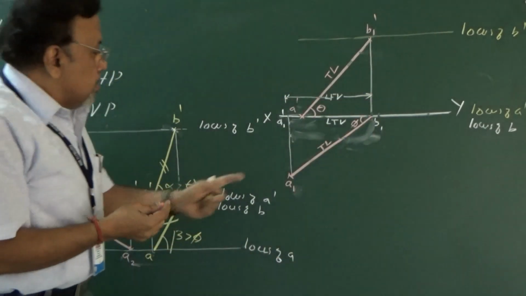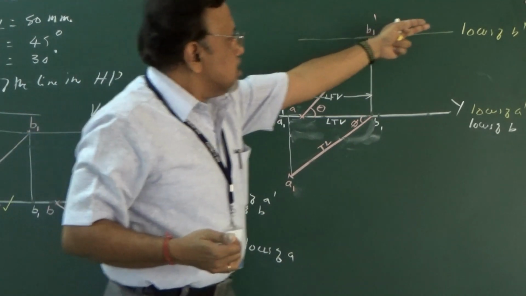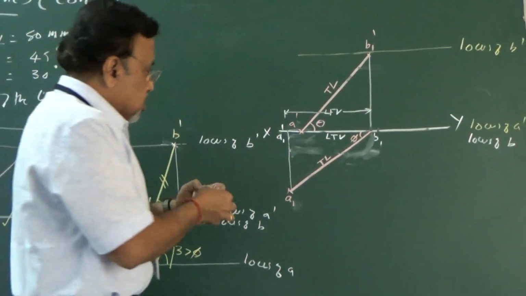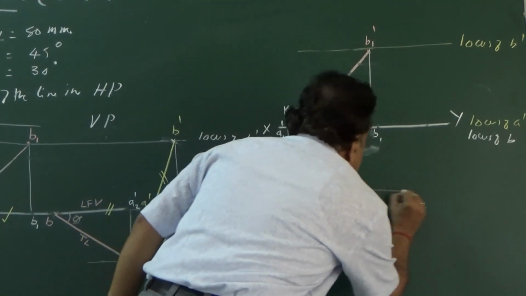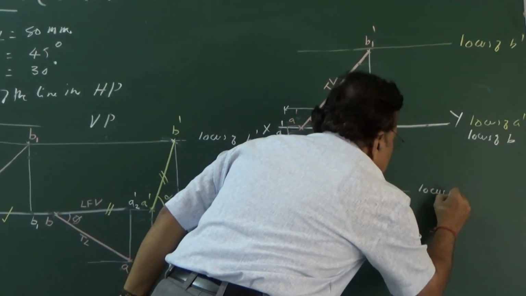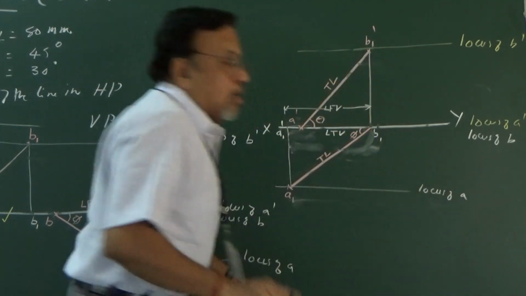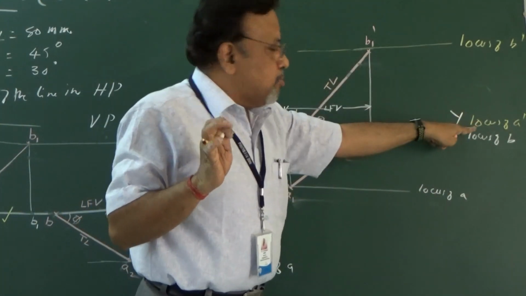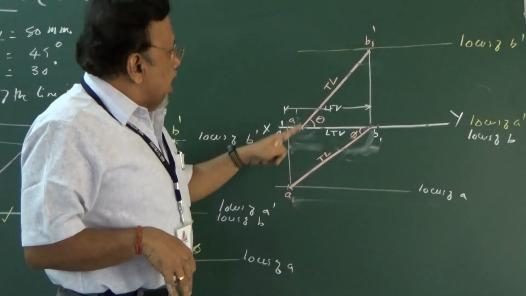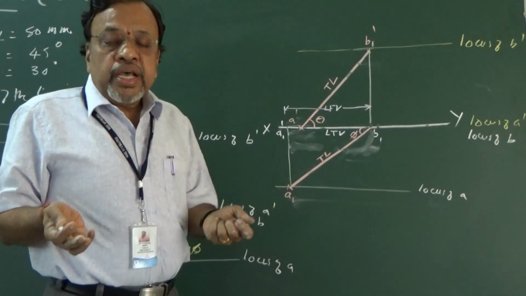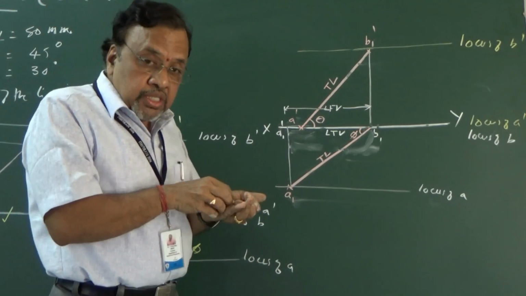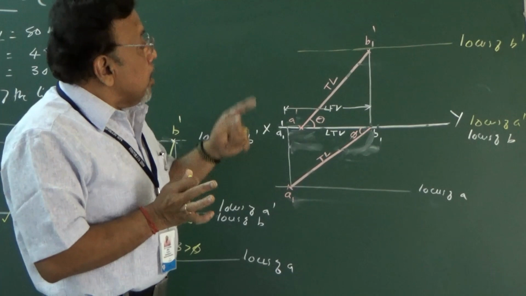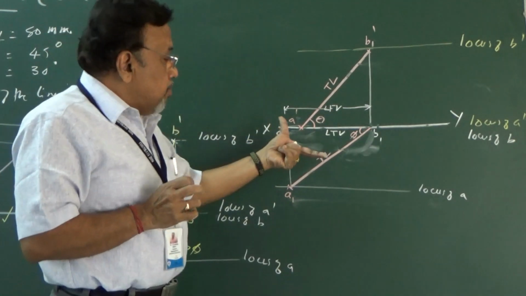LFV. Now already we have the locus of A dash, and the locus of B. What about the locus of A? It should be below the XY line. So we just draw a line like this, so that this will be the locus of A. Now I know the locus of AB, the locus of A dash B dash, and also LTV and LFV. Then what should I do? The final step is that LFV and LTV should be arranged such that they fit between the loci of A dash B dash and between A and B.